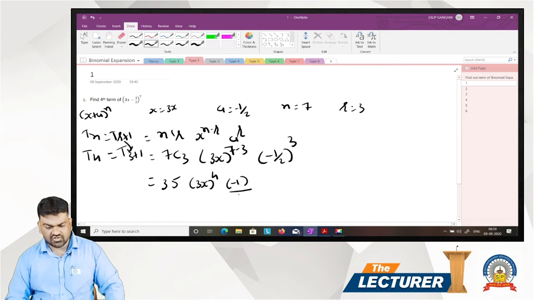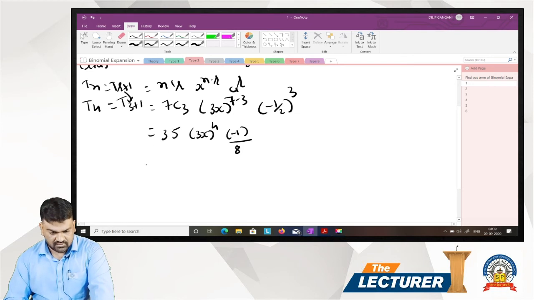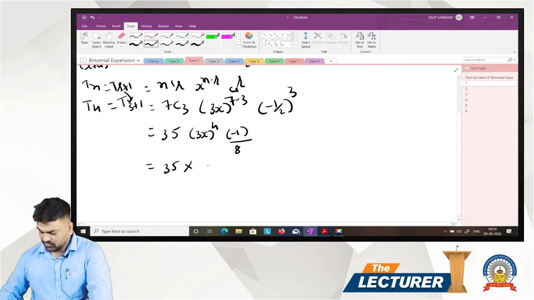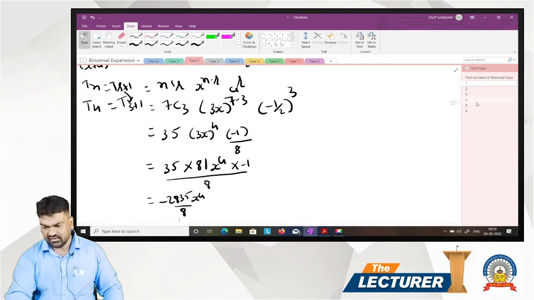2 cubed is 8. 35 multiplied by 3 raised to 4, that is 81, x raised to 4 multiplied by minus 1 divided by 8. 35 multiplied by 81 multiplied by minus 1, minus 2835, x raised to 4 divided by 8. This is your answer. Next, example number 2.